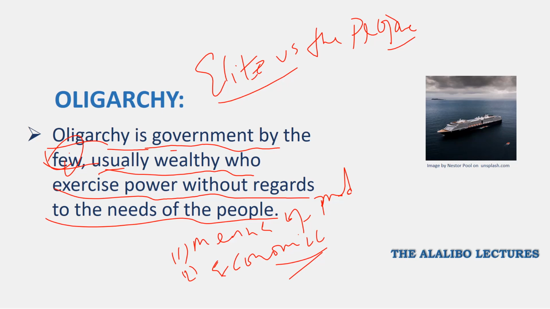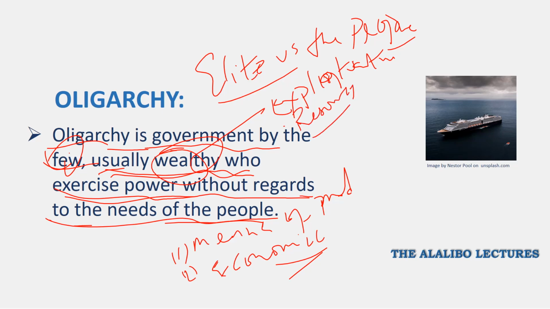right? So oligarchy is a government by the few, usually wealthy, who exercise power without regard to the needs of the people. And they are very wealthy because they've exploited the people. And let's put that here, right? So the wealth equals exploitation for the most part. They exploited the people, right? Exploitation, taking resources. They've taken resources away from the land, from the people, and used those resources to their advantage. That is usually what it means when we talk about oligarchy and the oligarchs, right?